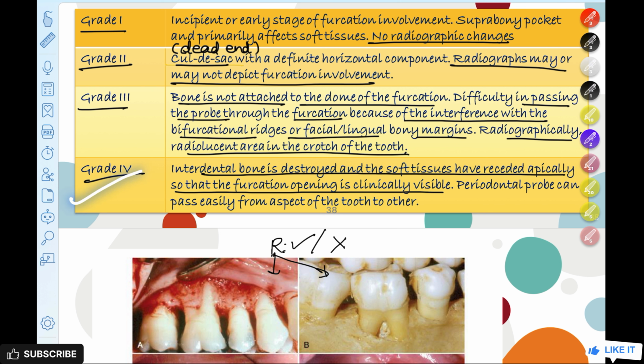In grade 4 furcation involvement, the interdental bone is destroyed and the soft tissues have receded apically so that the furcation opening is clinically visible.